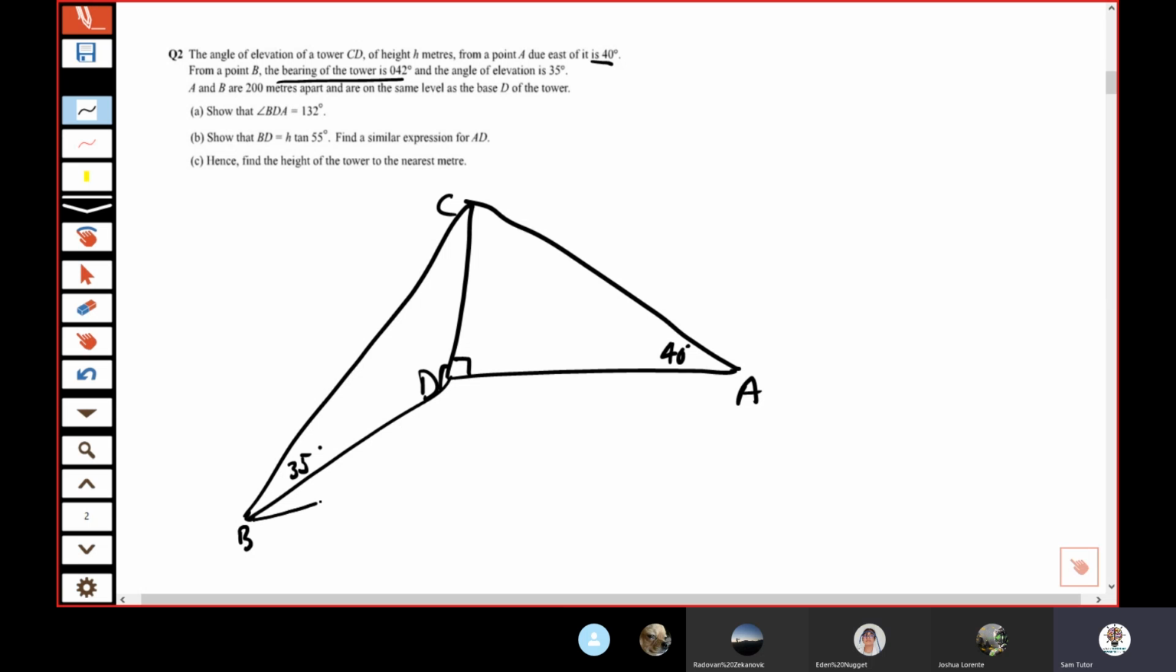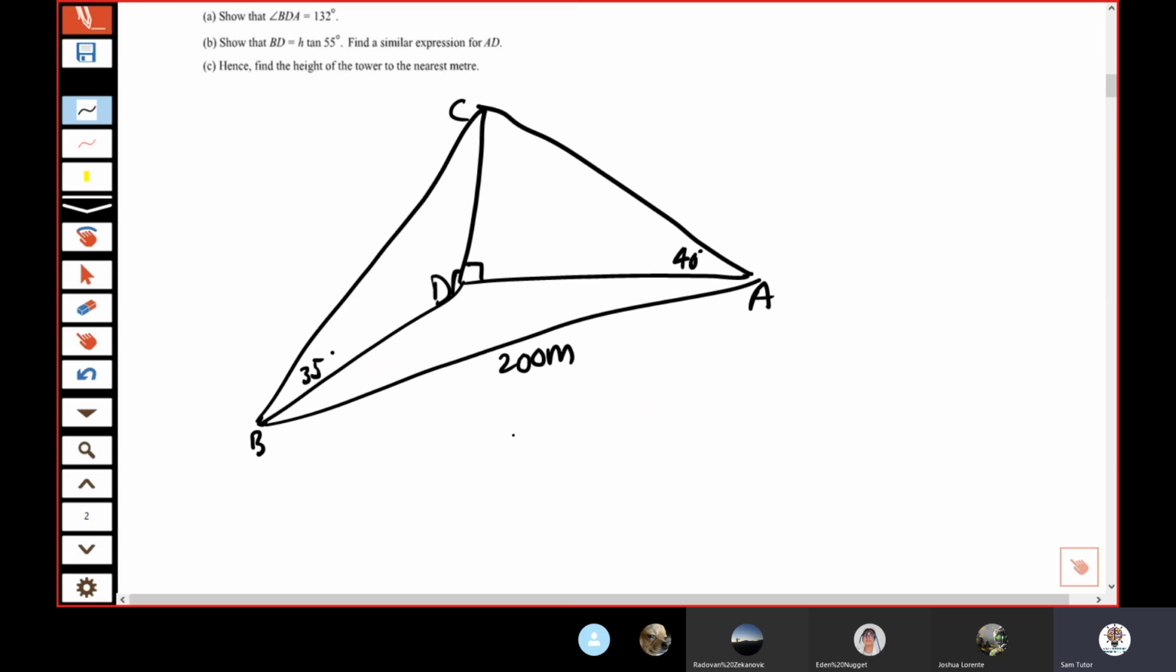And then A and B are 200 meters apart. There it is. The only thing is, B is not south of A, like the other one was. It's saying from B, the bearing of the tower is 42 degrees. Okay. And I'll show you what that means. From B, the bearing of the tower is 42 degrees.